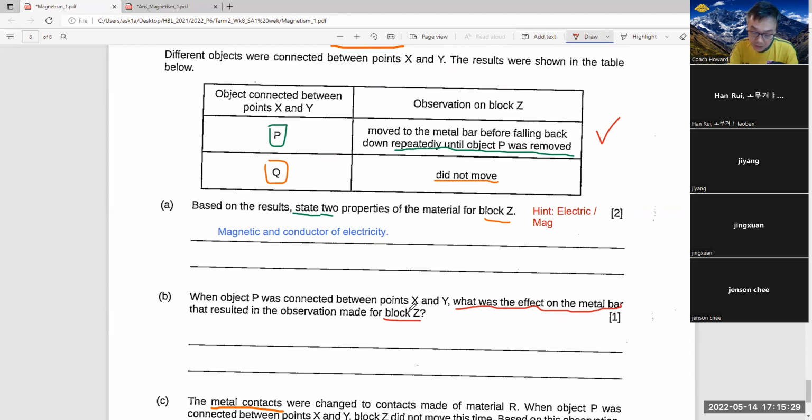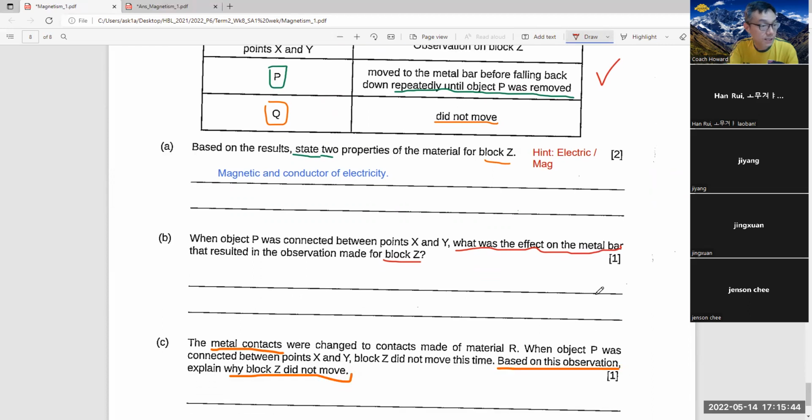So the keyword is the metal bar was magnetized into an electromagnet when object P forms a closed circuit, to allow the electricity to flow through the metal bar. I will share the answer with you shortly.